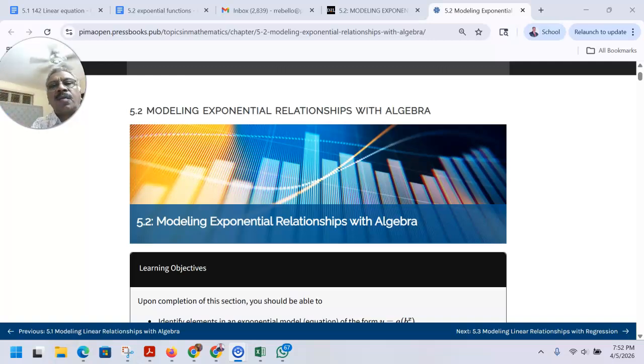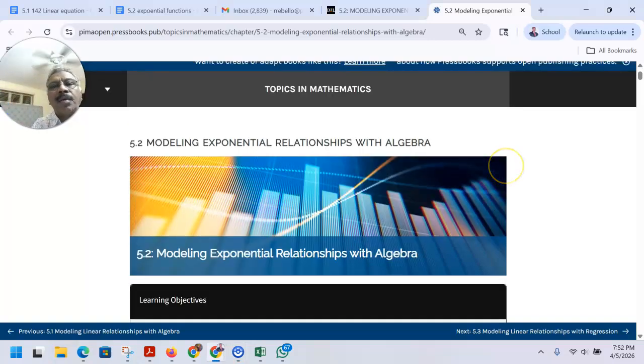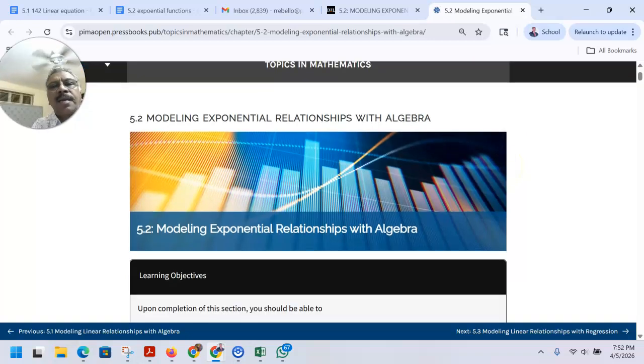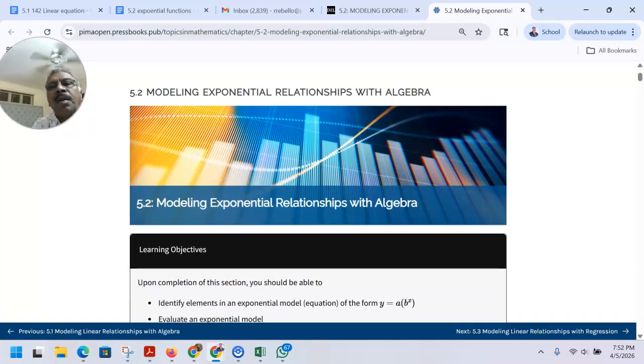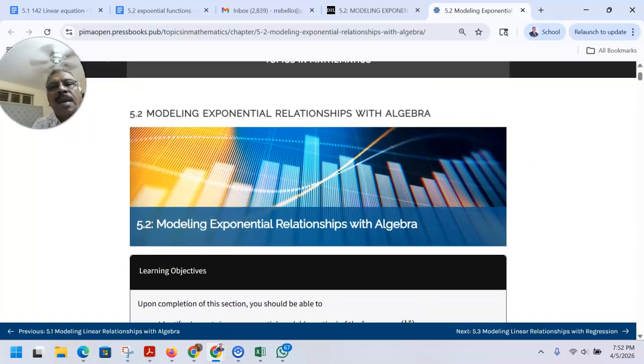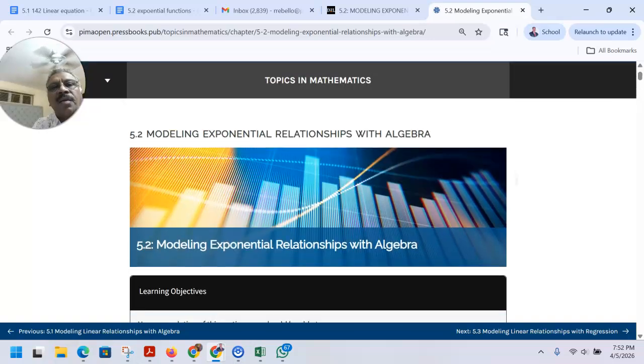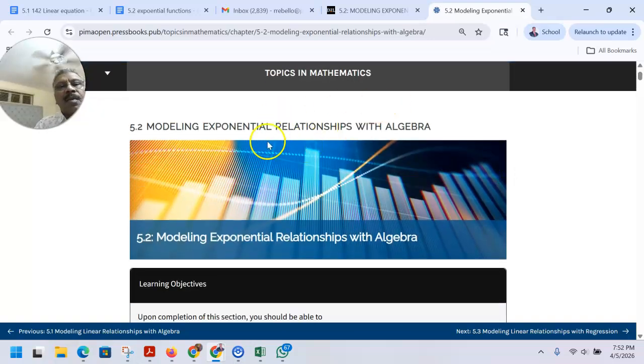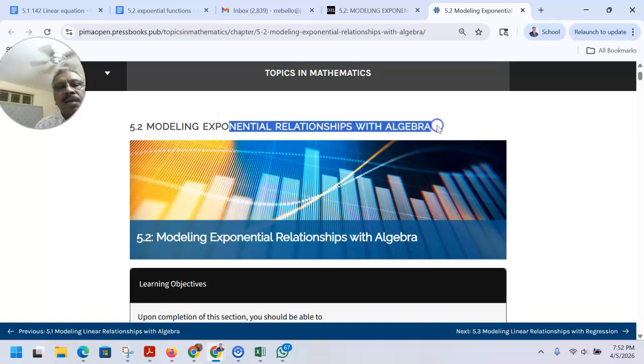Okay, hello students. This is lesson number 5.2. Last time we saw a linear model, that is y equals mx plus b, and we also saw real life applications of how to create a linear equation. This one is 5.2 because some real life applications would not be in a line, but will be like a little curve. So this is called modeling exponential function. You can see the exponential function's relation with algebra.